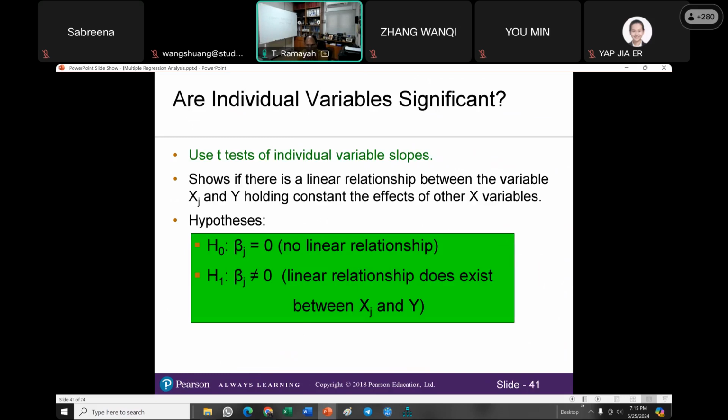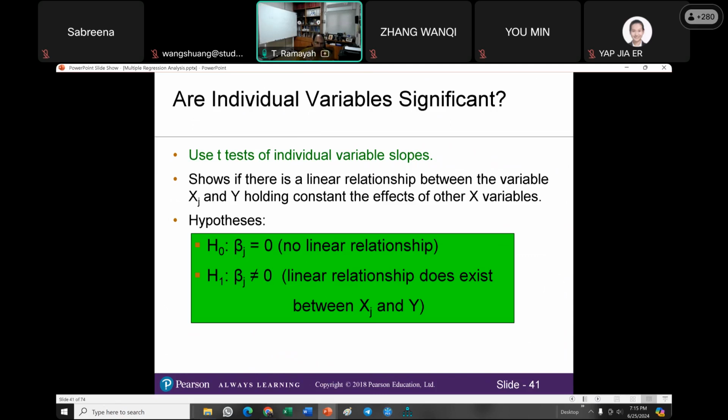Next is the test called individual variable. For the individual variable, we are testing the beta value of the individual hypothesis, right? So the null hypothesis tells you there is no linear relationship. The alternative says there is a linear relationship. This is where you need to understand the difference between a non-directional hypothesis and a directional hypothesis.